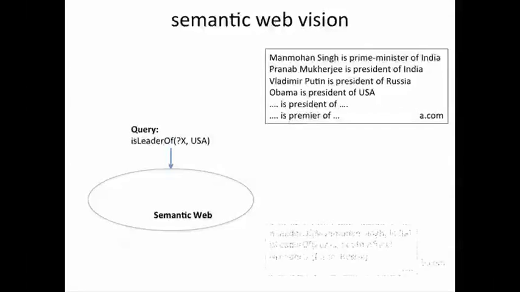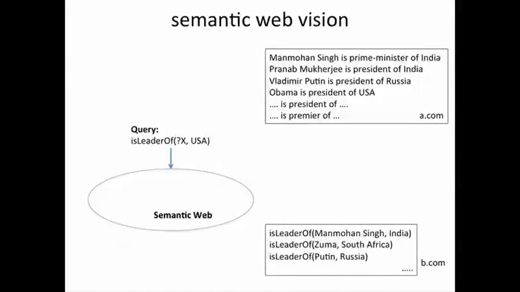Another site might be extracting information about who is the leader of which country. It might figure out that Manmohan Singh is the leader of India, Zuma is the leader of South Africa, Putin is the leader of Russia, and so on.